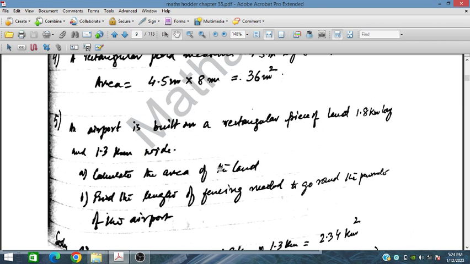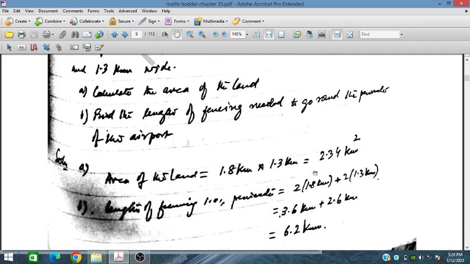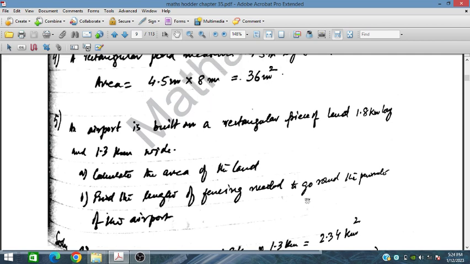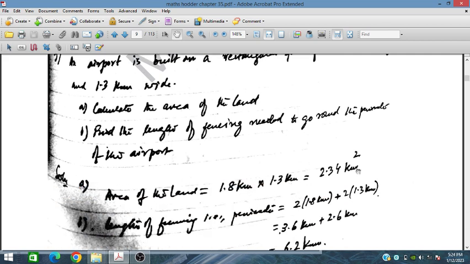An airport is built on a rectangular piece of land 1.8 kilometers long and 1.3 kilometers wide. Calculate the area of the land. So we'll multiply this 1.8 with 1.3. So we'll get the area 2.34 kilometers square, because this is kilometer, this is kilometer, so kilometer square.